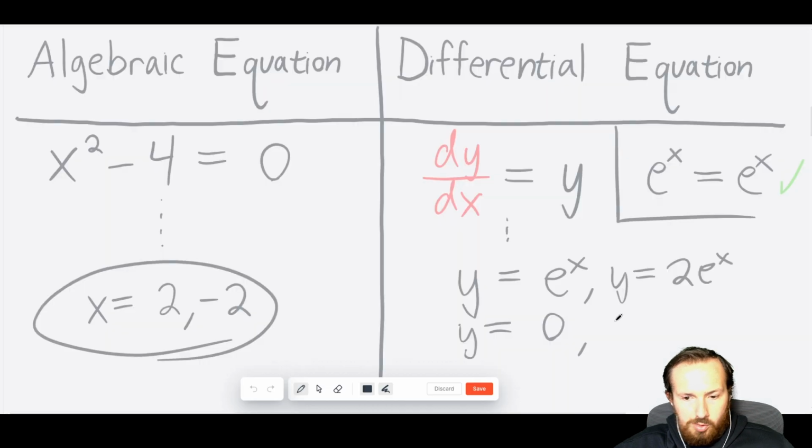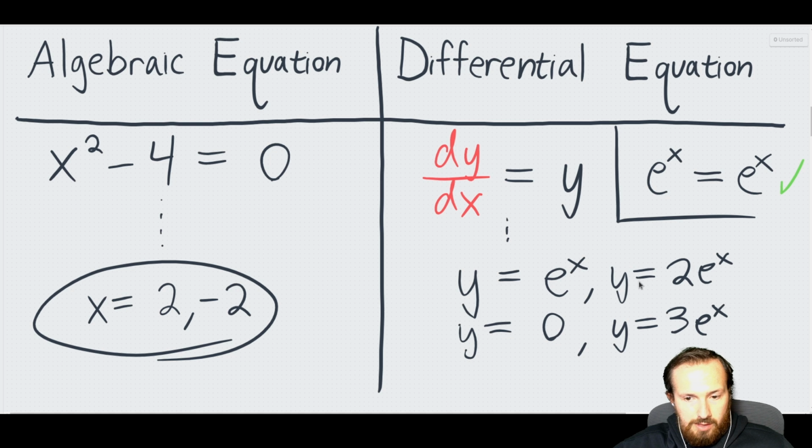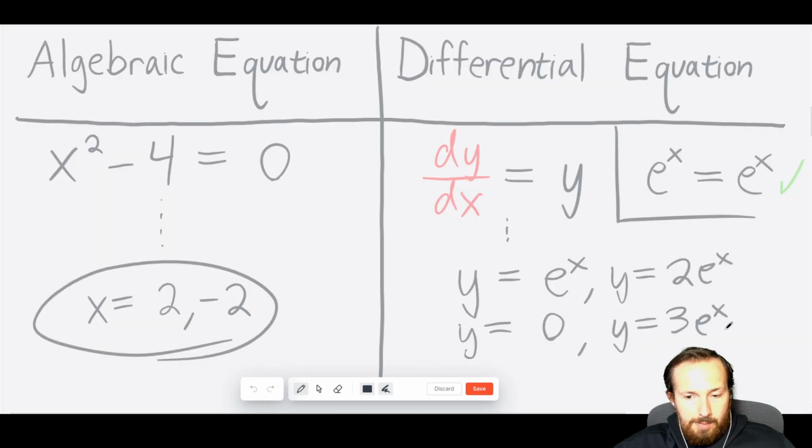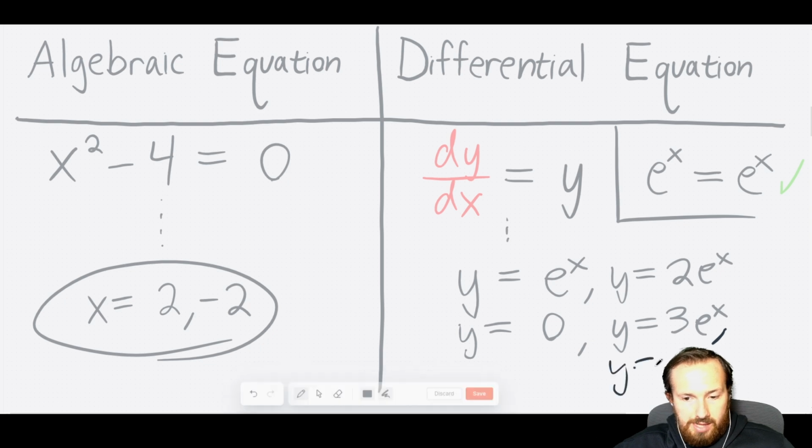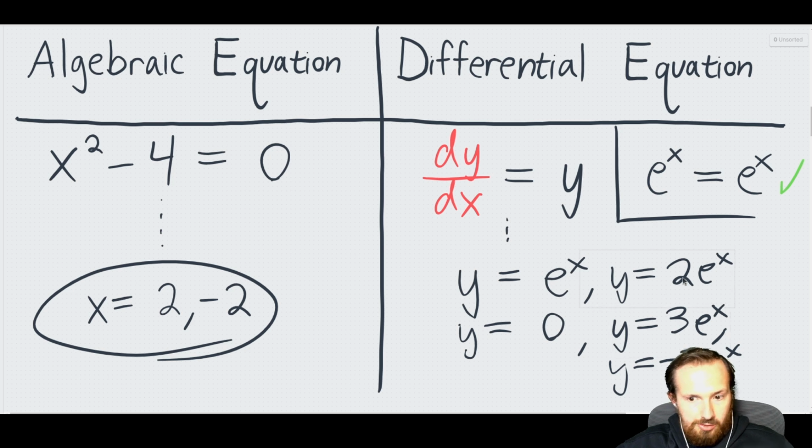Or y equals 3e^x. And again, you can verify that. If you take the derivative of 2e^x, it equals 2e^x. And then you could have y equals negative 7e^x. Hopefully you can see the pattern here. There's actually an infinite number of solutions, I guess is what we're getting at.